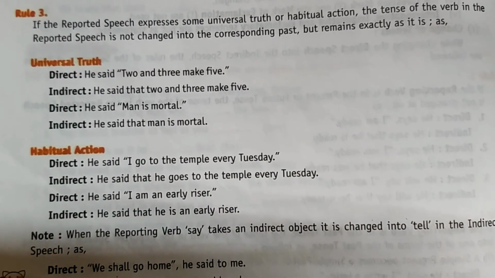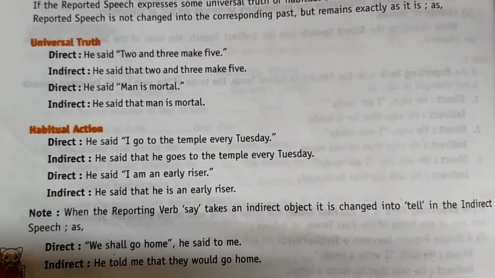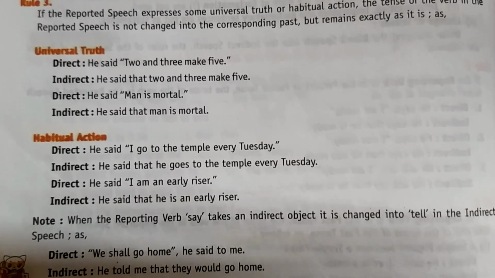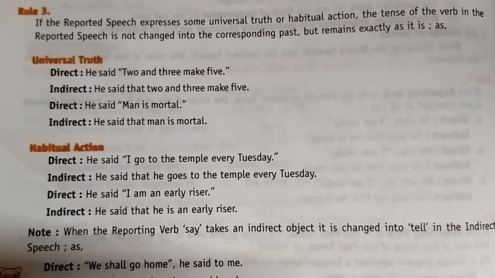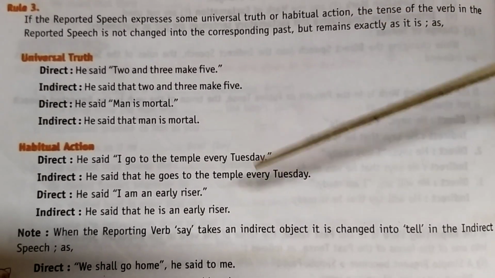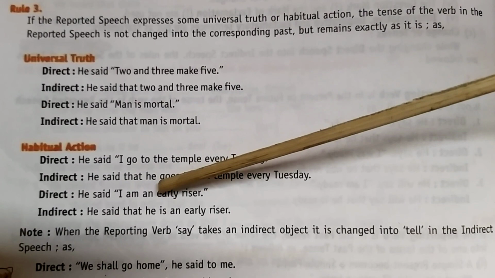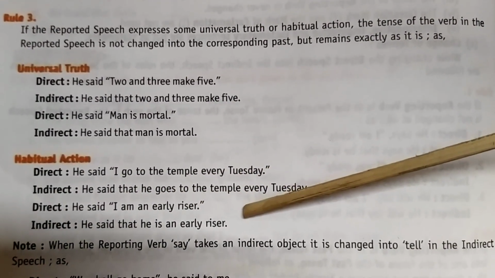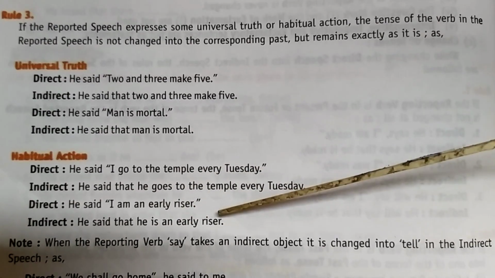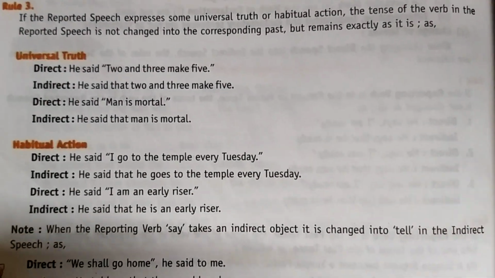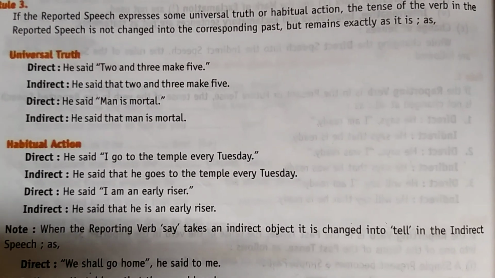Let us see habitual actions. He said I go to the temple every Tuesday. So it is the habit. So he said that he goes to the temple every Tuesday. Next example, he said I am an early riser. In indirect, he said that he is an early riser. So until this fellow is alive, we have to use the same structure, right?